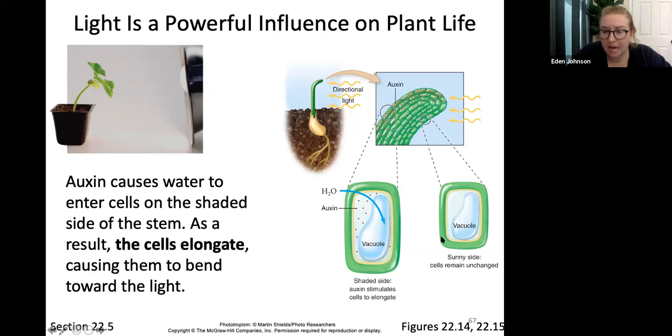So here is cells remaining unchanged on the sunny side of the plant. Auxin migrates over to the shaded side of the plant, causes this cell elongation by having these cells increase the amount of water within those cells, thereby stimulating those cells to elongate. So typical cell size, but auxin comes over here. Now we are accommodating more water, getting bigger. If you're only getting bigger on one side, that stem is going to bend in one direction.